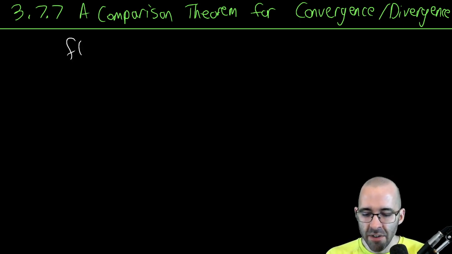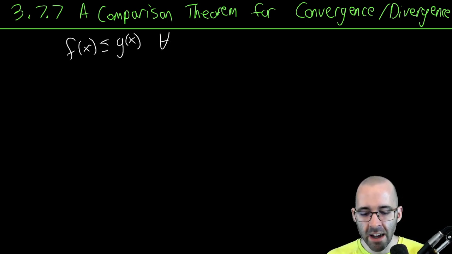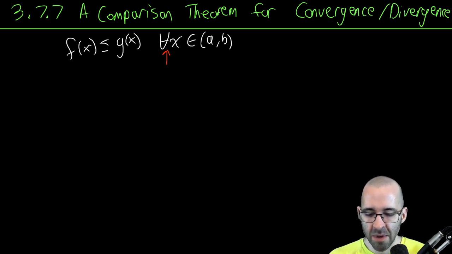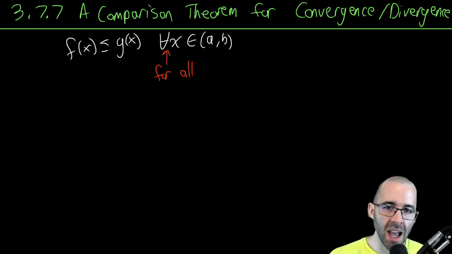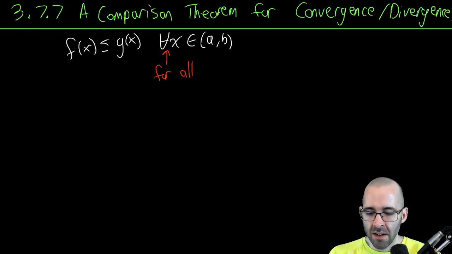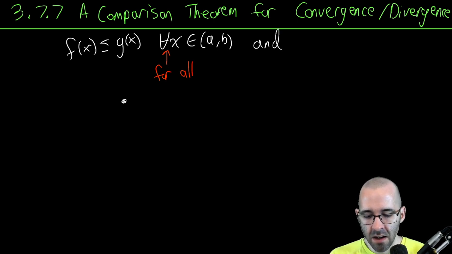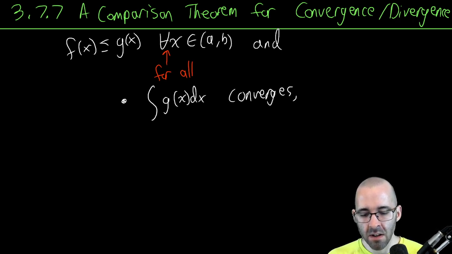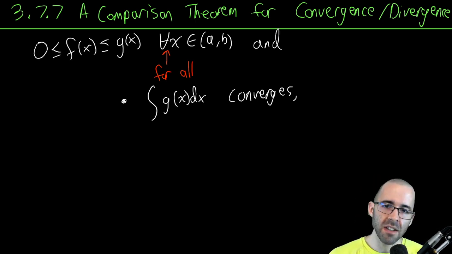Okay? If f of x is less than or equal to g of x for all x in the interval from a to b, this is shorthand that means for all, an upside down capital A basically, and the integral of g of x dx converges. Let's say they're both positive too. They don't need to be positive. There's ways to split this up for negative situations. Let's worry about just positive.